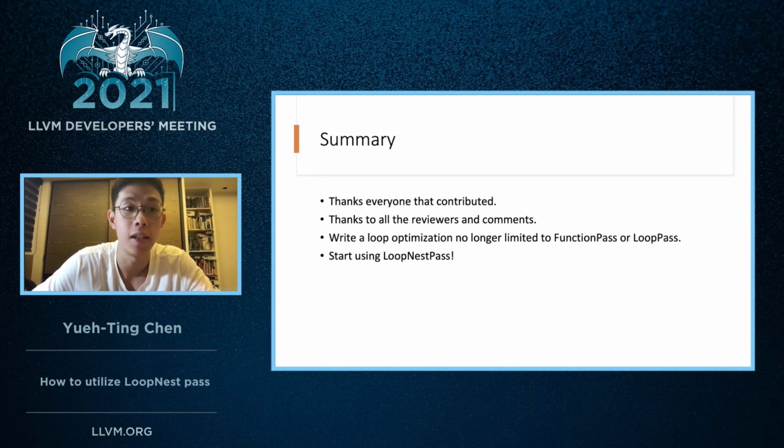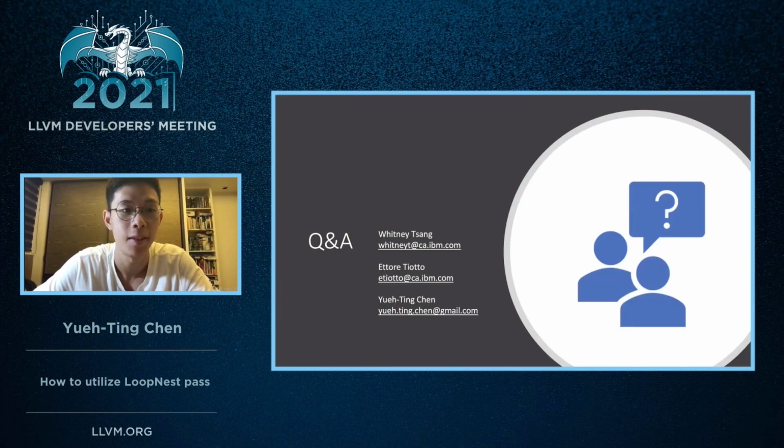And so that's the end of the presentation. I want to thank everyone for the contribution and the reviewers and commentators, and also the mentors of this project. And now loop optimizations don't limit to only function passes or loop passes. So let's start using LoopNest passes. And that's the end of this presentation.